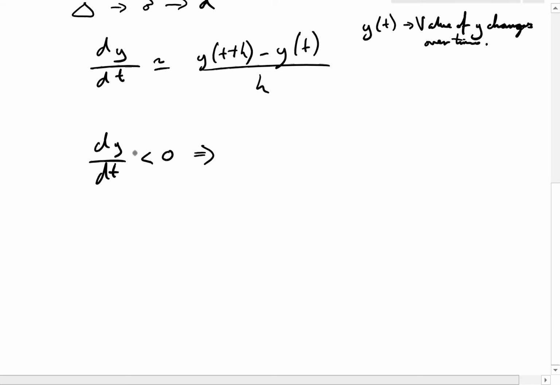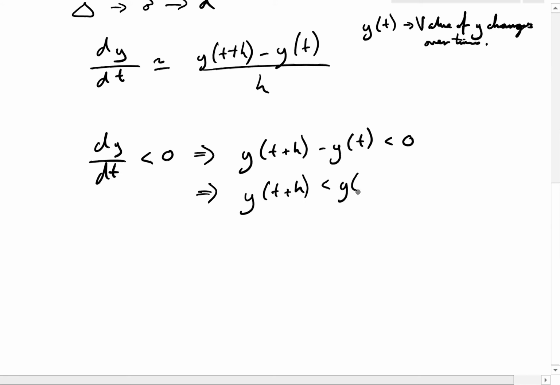Well, if it's less than 0, this has to be less than 0 as well, doesn't it? So let me write it down. y of t plus h minus y of t has got to be less than 0, which in turn implies that y of t plus h has got to be less than y of t.